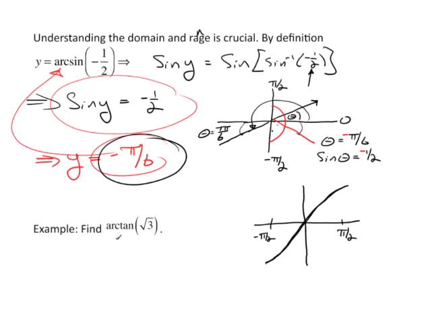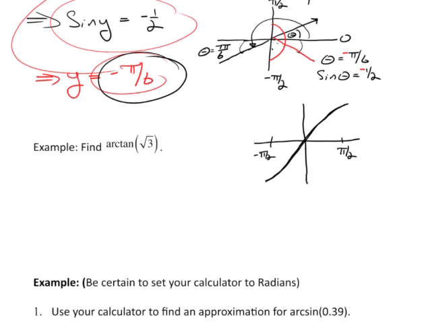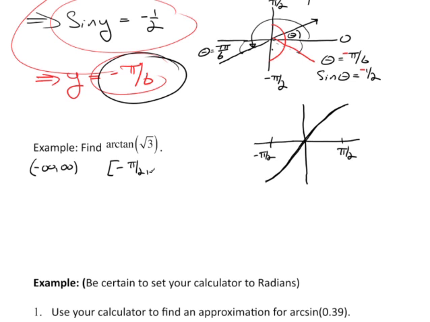So let's take a look at this other example here. I want to find arctan of square root of 3. Now, recall right away that arctan has a domain of negative infinity to infinity. So root 3 obviously fits, but the range is going to be negative pi over 2 to pi over 2. So what I need is an angle, because arctan is actually just giving me the angle. It's the angle such that tangent of that angle gives me root 3. I need the angle to fall between negative pi over 2 and pi over 2.